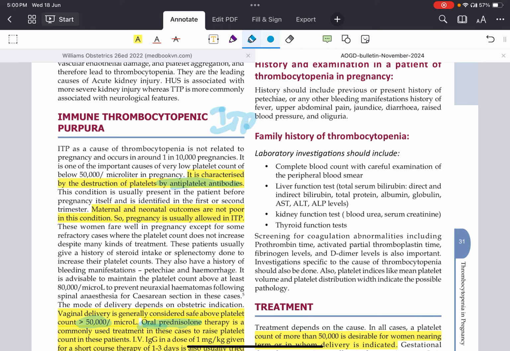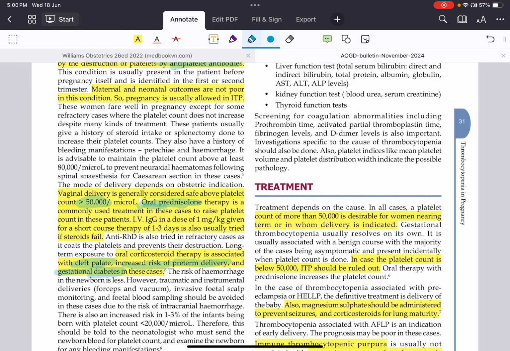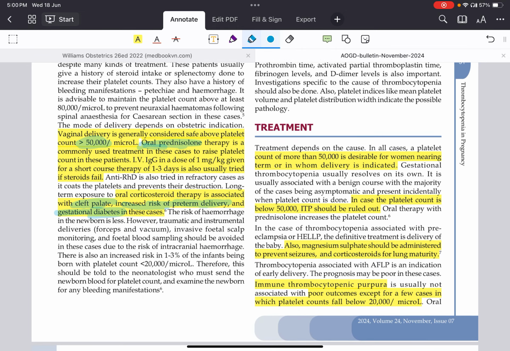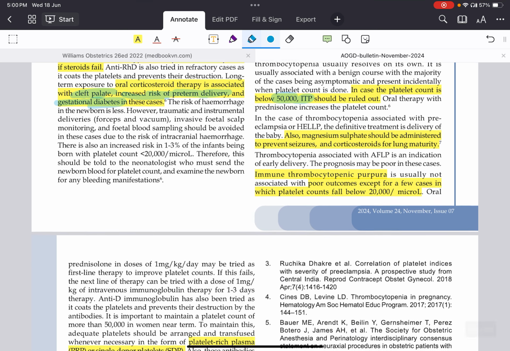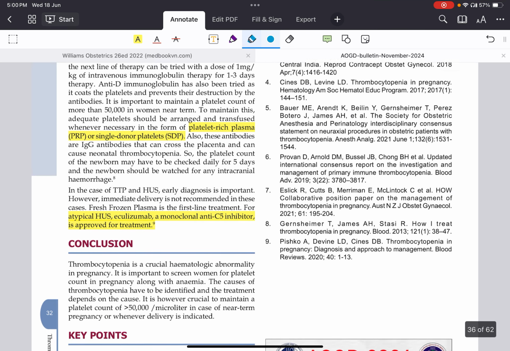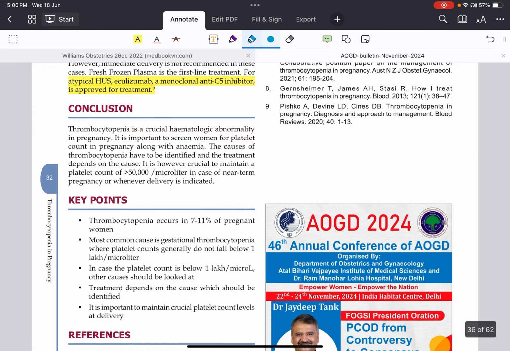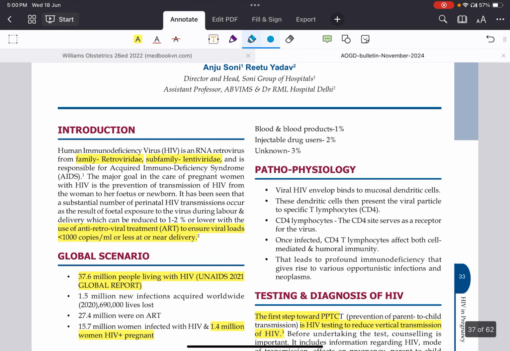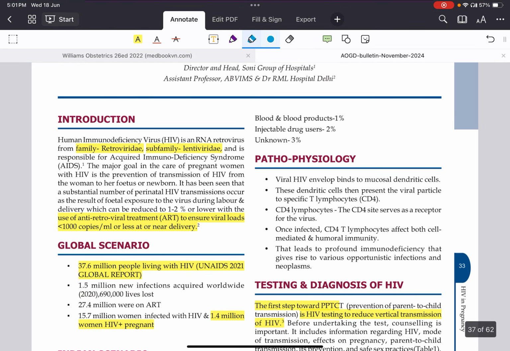Then family history of thrombocytopenia should be ruled out. Treatment is a platelet count of more than 50,000 is desirable to have a delivery. Below 50,000, then rule out the ITP. Then platelet-rich plasma can be given in them. Nothing more.